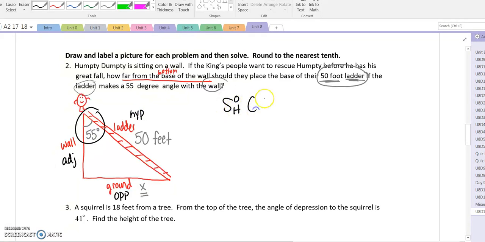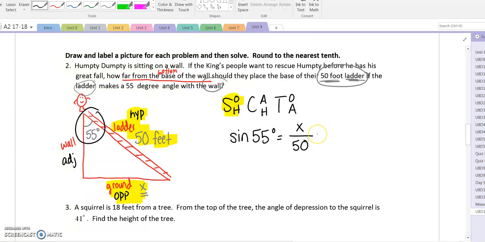Using SOHCAHTOA, we can figure out which trig function to pick. Well, I know the ladder is 50 feet, that's my hypotenuse. And I'm solving for x, the ground, that's my opposite. So opposite, hypotenuse. Looks like we're doing sine again. Okay, so we'll write sine of our angle equals opposite, that's x, divided by hypotenuse. Now here we're solving for a side, so it works a little different. We don't use inverse. Instead, we multiply by what's on the bottom of our fraction.